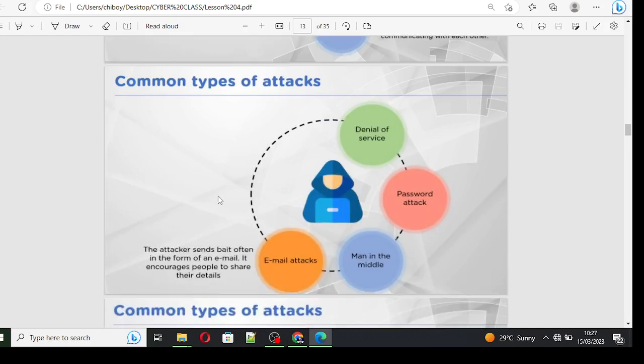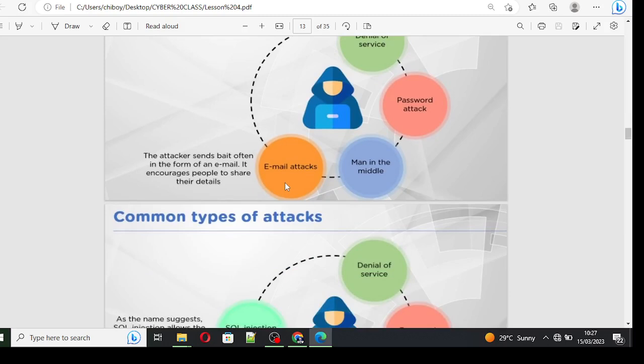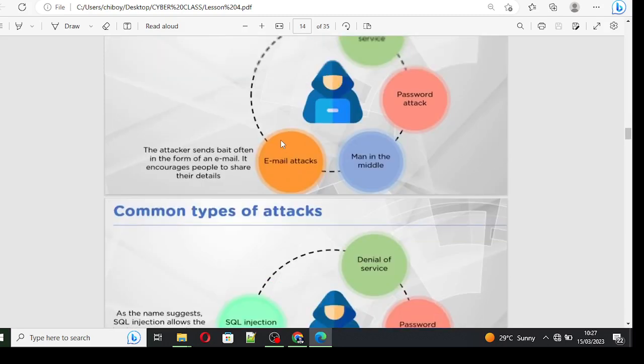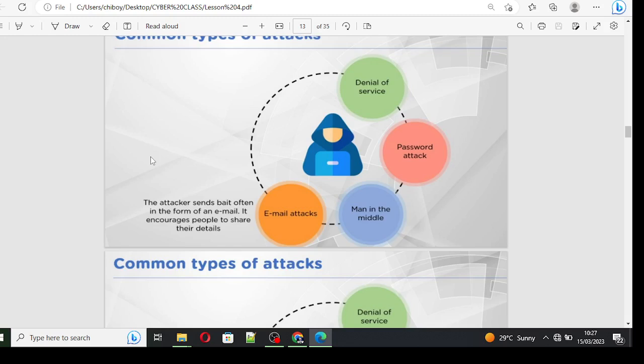Now we have what we call email attack. Now, in this email attack, the attacker sends bots often in the form of an email. It encourages people to share their details. We all know what email is. The attacker will send an email. Once you open the email that was sent to you, you find out that the email comprises many viruses or some malicious acts.